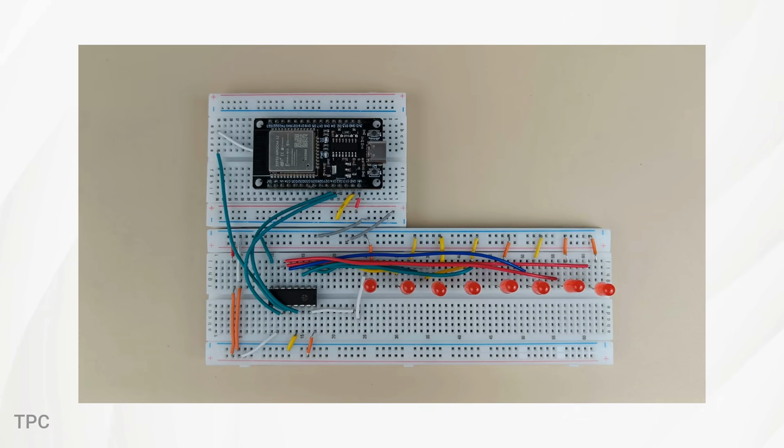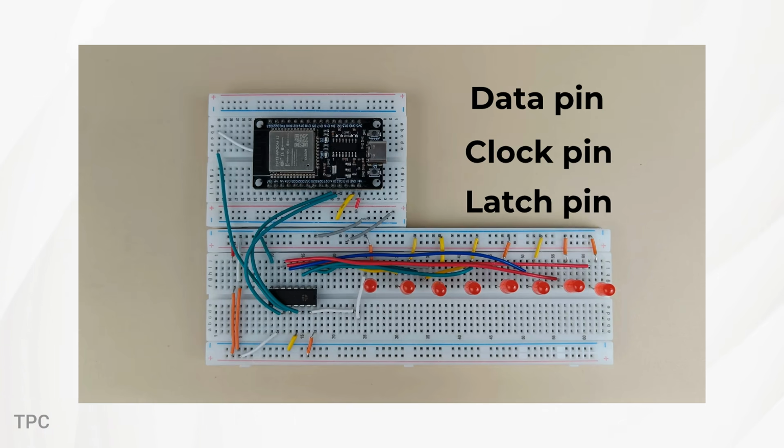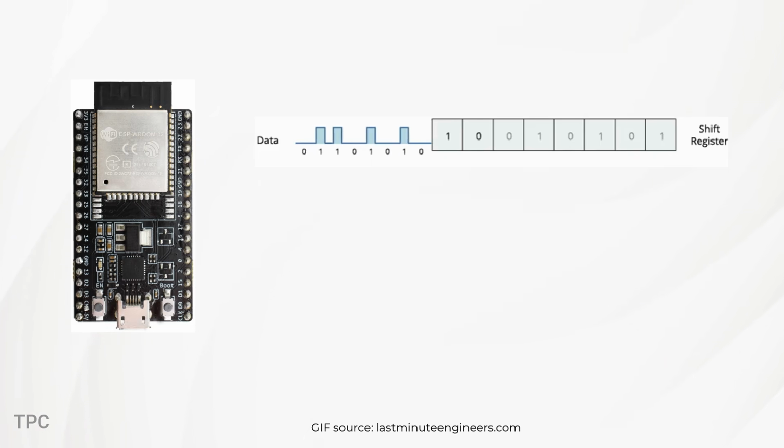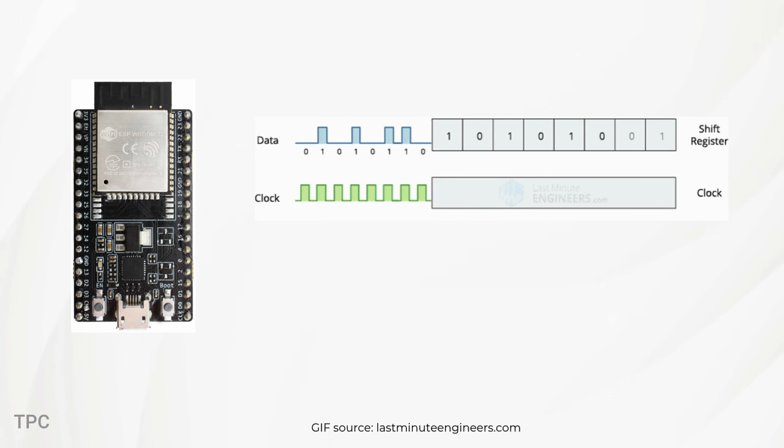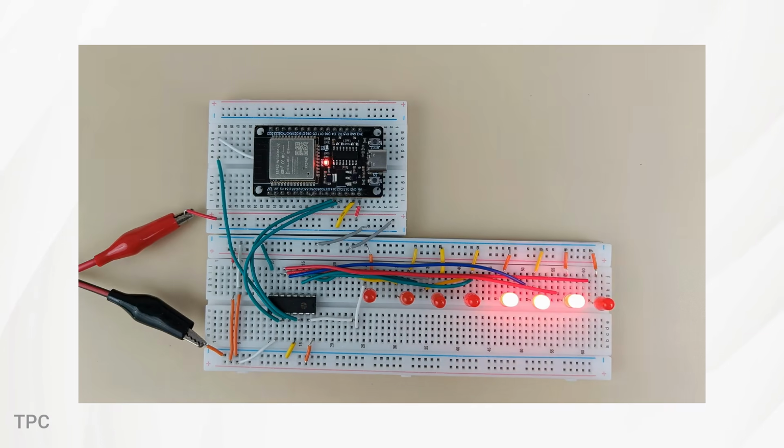Here, I'm controlling all 8 LEDs using just 3 pins of my ESP32 board. These are typically called the data, clock, and latch pins. The idea is simple. The ESP32 continuously generates data values from 0 to 255 and sends them one bit at a time through the data pin. Each time the clock pin receives a pulse from the ESP, that bit is stored inside the IC and shifted to the next position. After all 8 bits are sent, the state of all 8 outputs is defined, determining exactly which LEDs should be on or off.